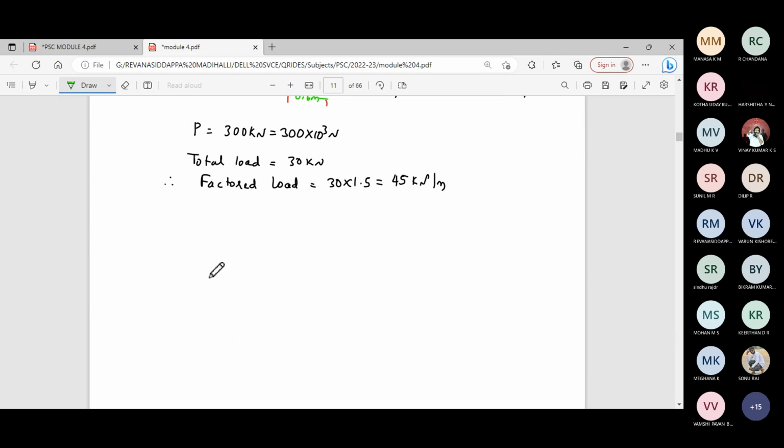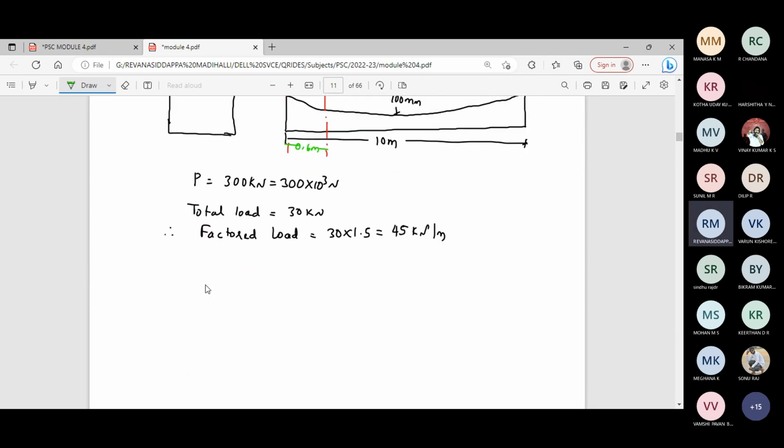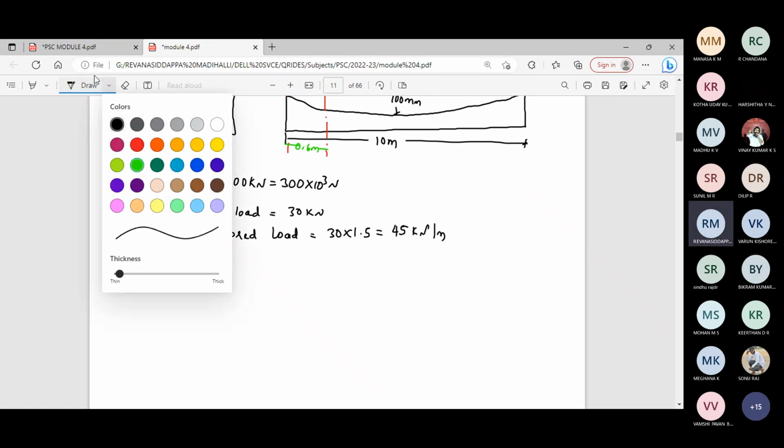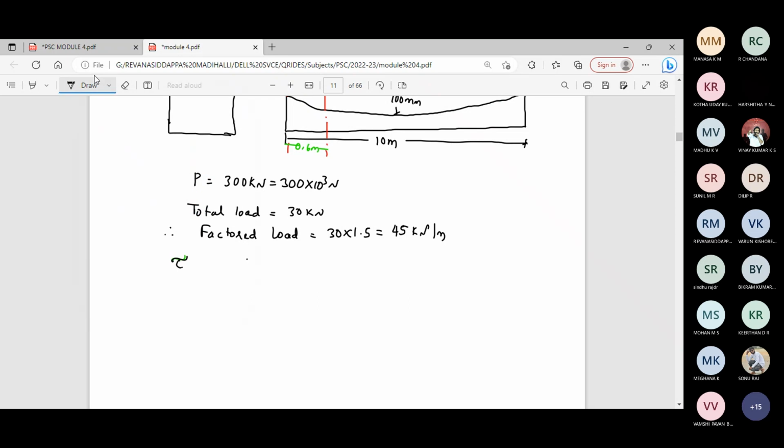Now to find tau v, what is the formula? Tau v is equal to Vu into A y bar divided by Ib. That is the formula for finding the shear stress. Now we will go on finding one by one. First we need the value of Vu, shear force. Just as we determined in the previous problems, in the same way we need to find the Vu value here. So Vu has to be determined at a distance of 0.6 meter from the left support.